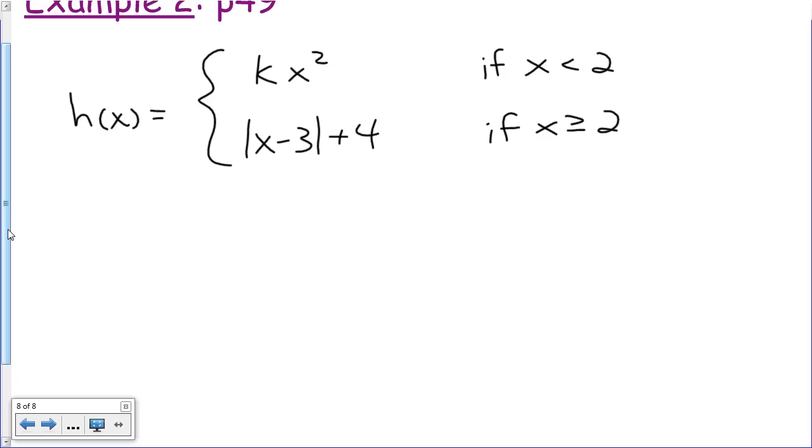It's where they switch over from the first piece to the second piece at x equals 2 that we're concerned about. So for part A, we want to force this thing to be continuous is really what we're trying to do. Find the value of k right here. That's going to be the right value of k to make this thing continuous.